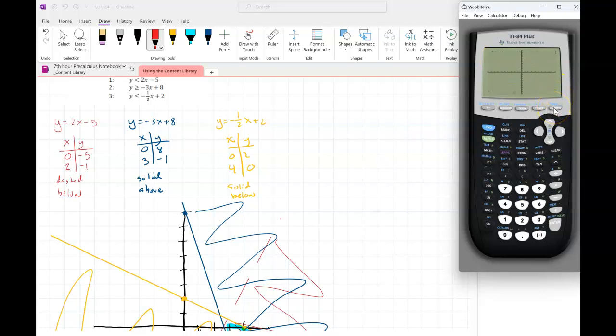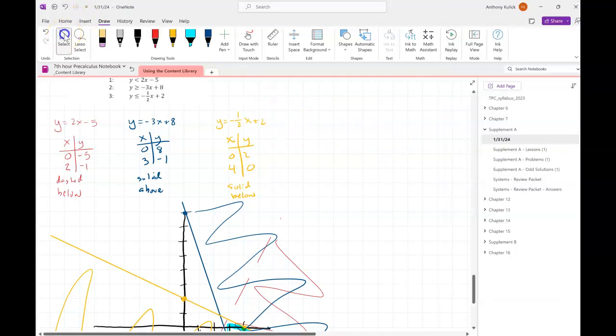If I hit graph now, there's the red line shaded below, the blue line shade above, and the yellow line shade below. So our triple intersection is like this region right in here. I bet you think it's pretty cool that your calculator can do that. Did you know it could do that before? That's pretty neat, right?